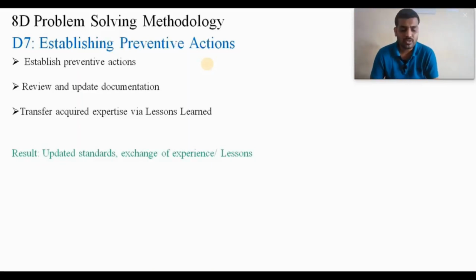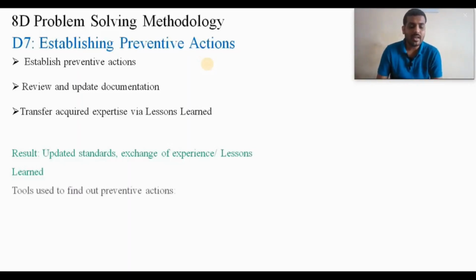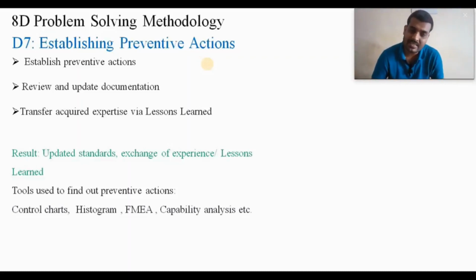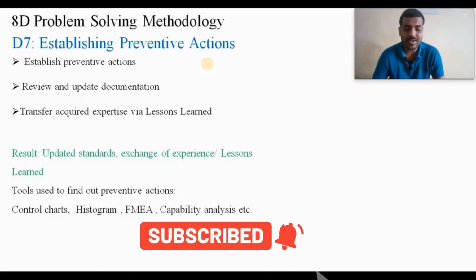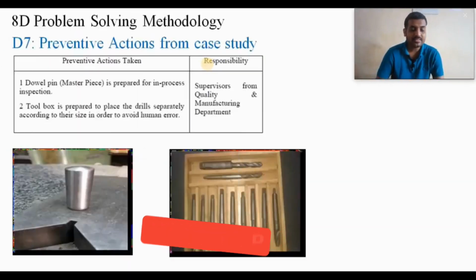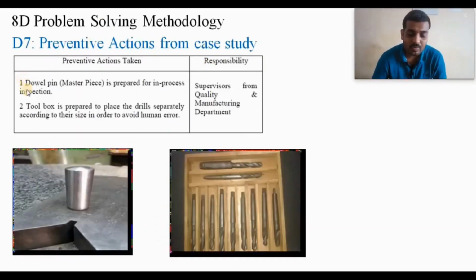We will see the tools used for establishing preventive actions. There are various tools like control chart, histogram, FMEA, capability analysis, etc. Now we will move to the preventive actions from the case study. Here you can see there are 2 preventive actions taken. The first is that a dowel pin masterpiece is prepared for in-process inspection. Second, a toolbox is prepared to place the drills separately according to their size to avoid human error.